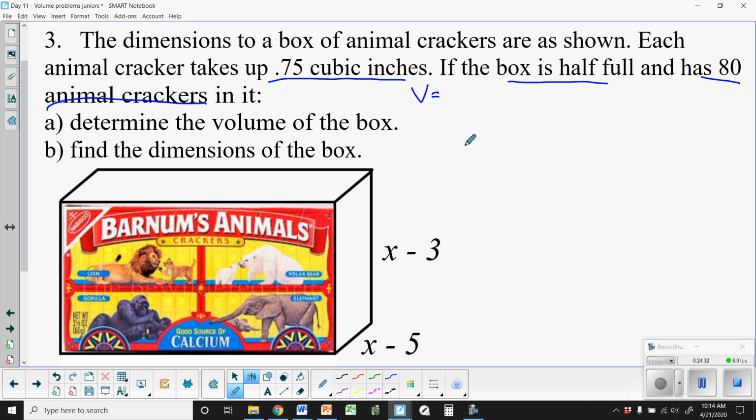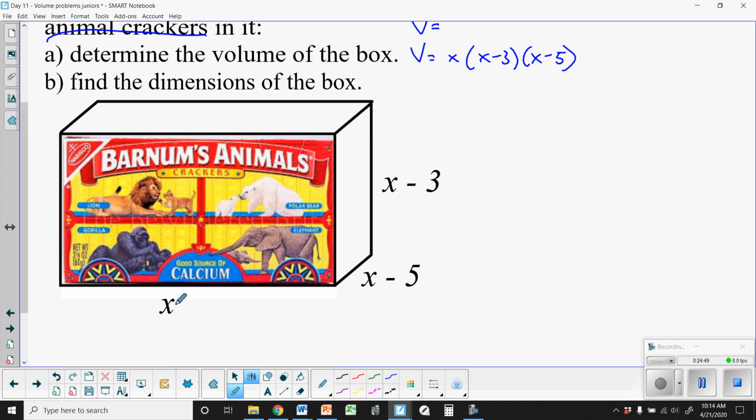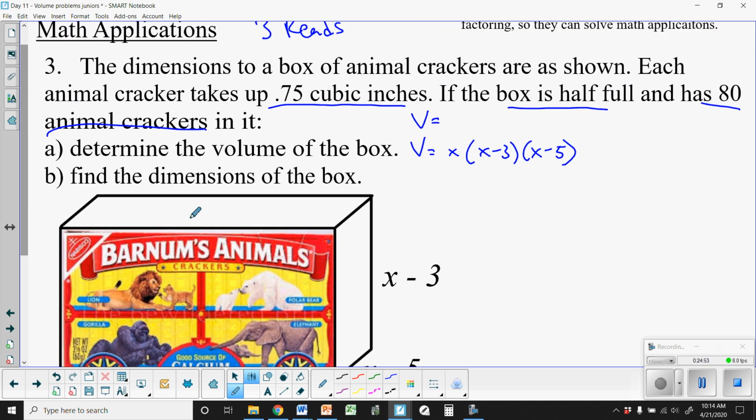So what's the volume? We do know that it's these things multiplied together, so we already know that. So we know that our volume is really equal to x times x minus 3 times x minus 5. And I'll just again show that this bottom was x, so x minus 5, x minus 3. So that's part of the volume, but what's the number for the volume in cubic inches?